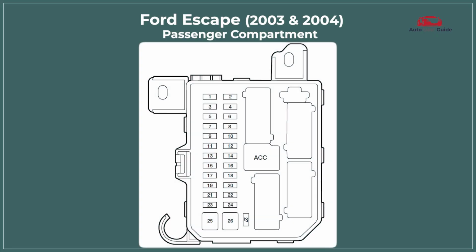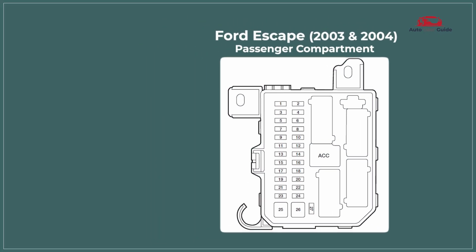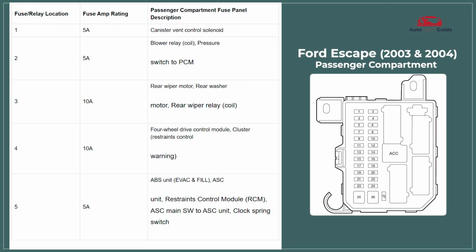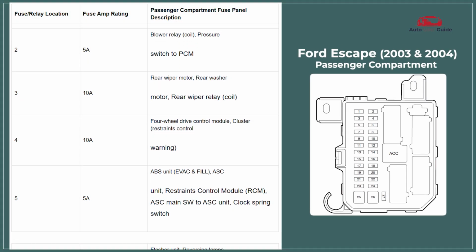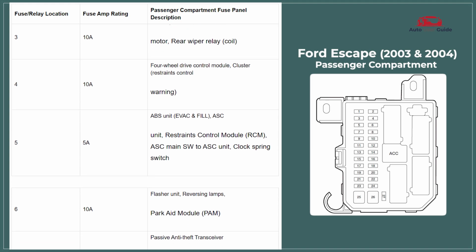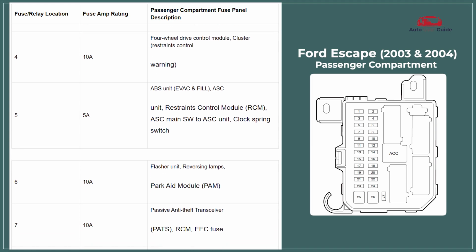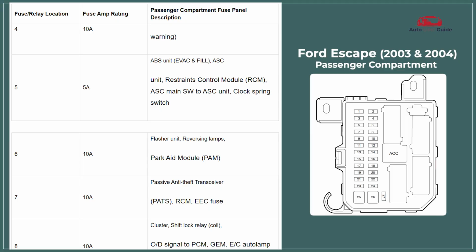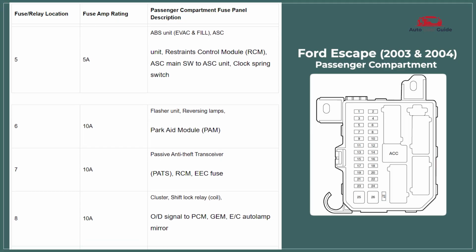The passenger compartment fuse box in the 2003 and 2004 Ford Escape manages circuits for interior electronics like the audio system, power windows, courtesy lights, and climate control. It includes fuses and relays that protect these components from electrical faults.